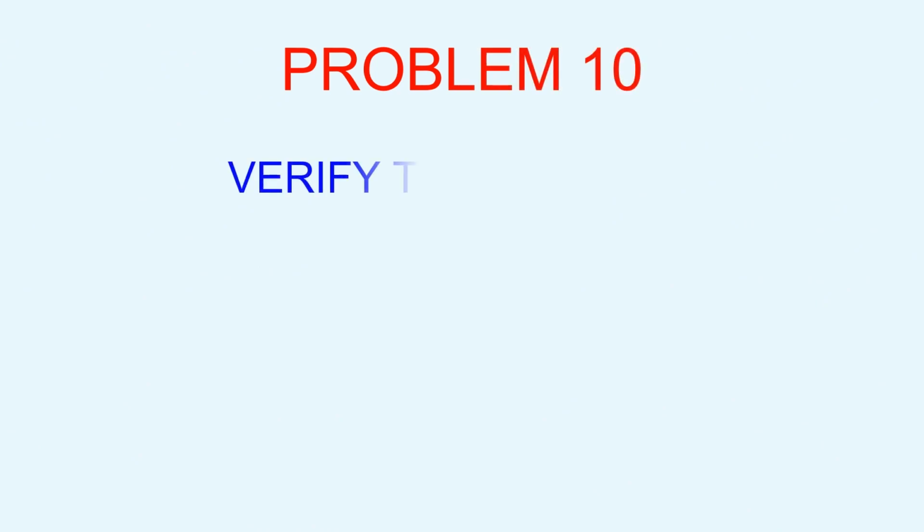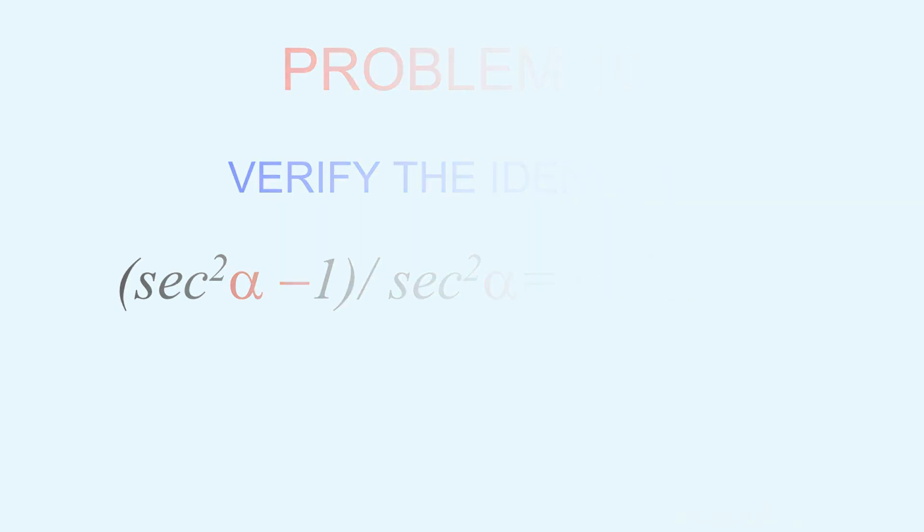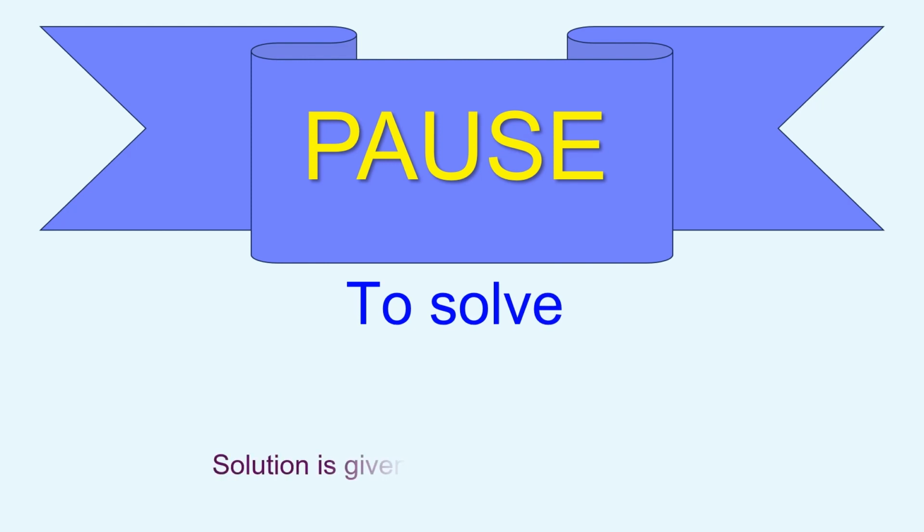Problem number 10. Verify the identity. Square of secant of alpha minus 1 divided by square of secant of alpha equals square of sine of alpha. Pause now. If you want to solve it by yourself. However, the solution is given in the later part of this video.